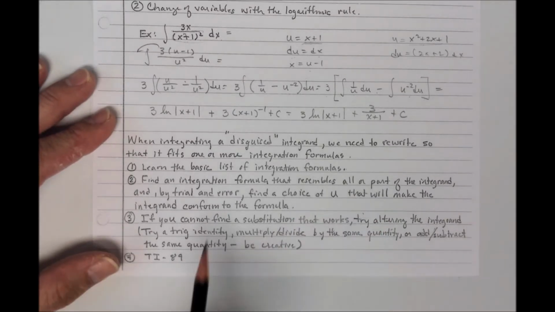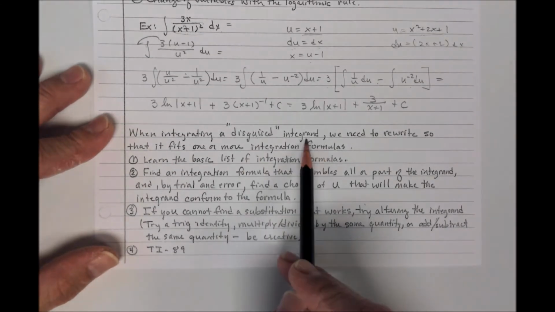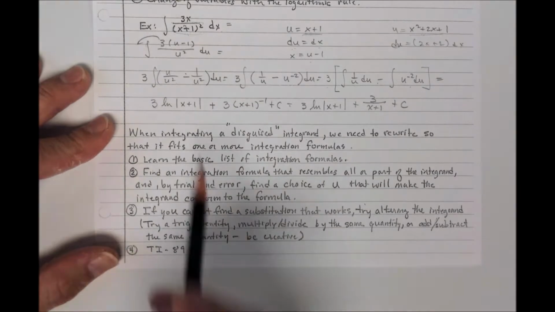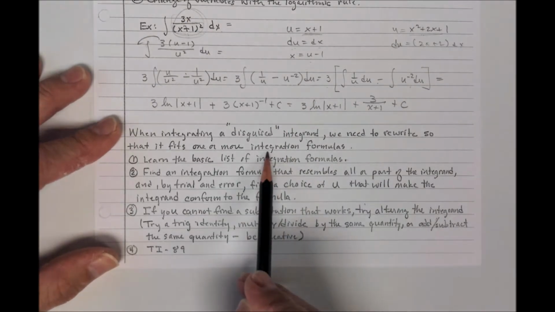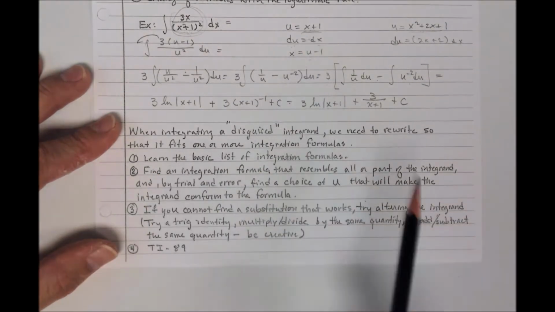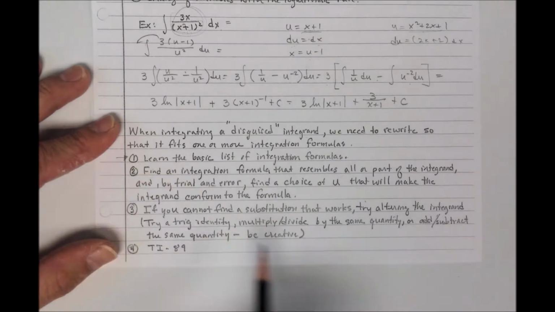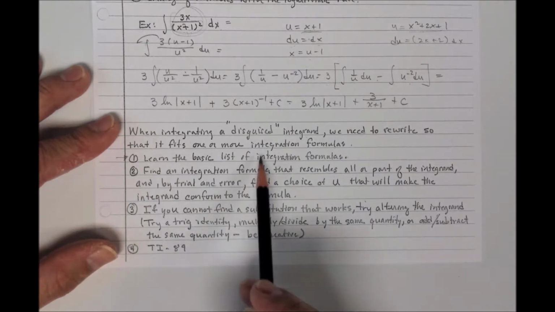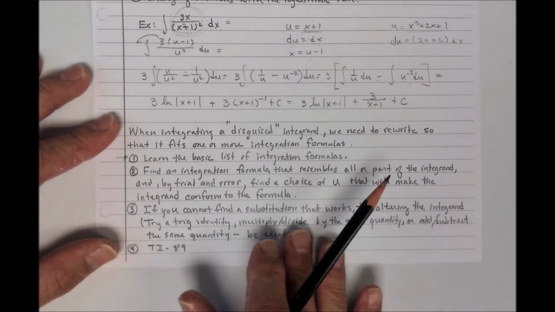So I've got a list of things to consider. When integrating a disguised integrand, when you couldn't tell right off the bat how to approach this, we need to rewrite it so that it fits one or more of the integration formulas. In this case, to rewrite it, I had to use a change of substitutions. You need to know your rules for integration. There's a whole long list of them. I believe it's in section 5 of this chapter. And so we'll get to that.